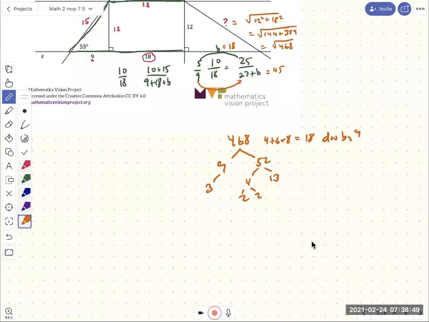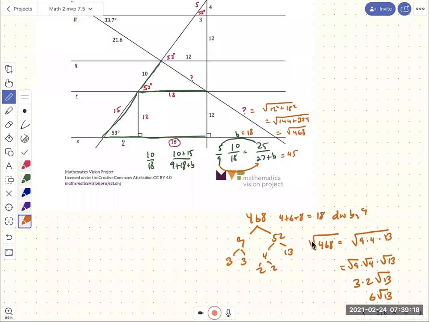Well, a little bit. This is 3 times 3. So the square root of 468 equals the square root of 9 times 4, 36, times 13. So it equals the square root of 9 times the square root of 4 times the square root of 13. So it would equal 3 times 2 times the square root of 13, which is 6 radical 13. So this is 6 radical 13.